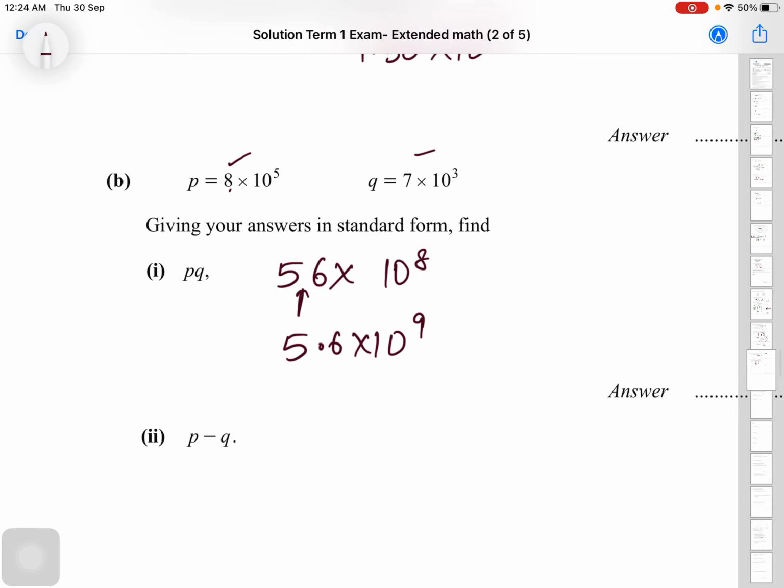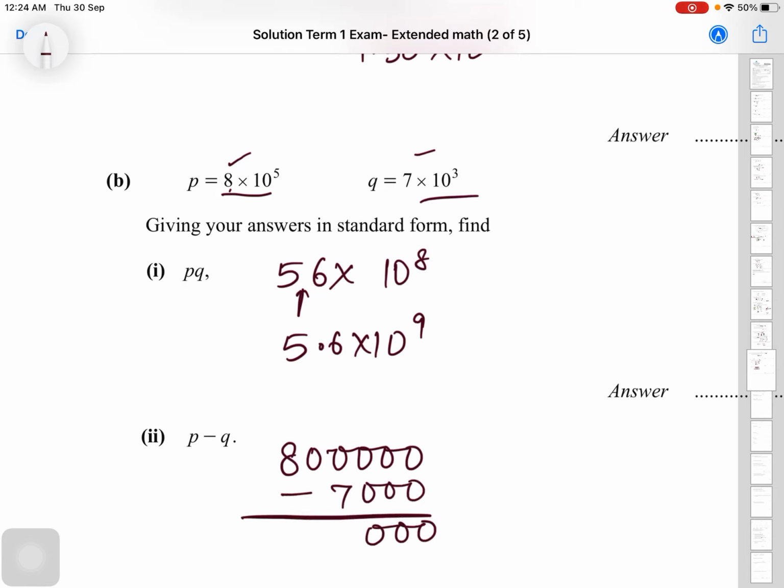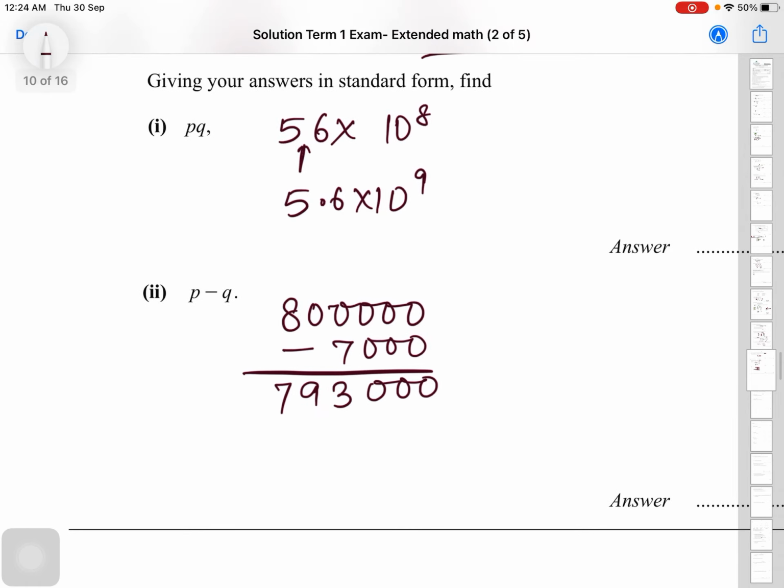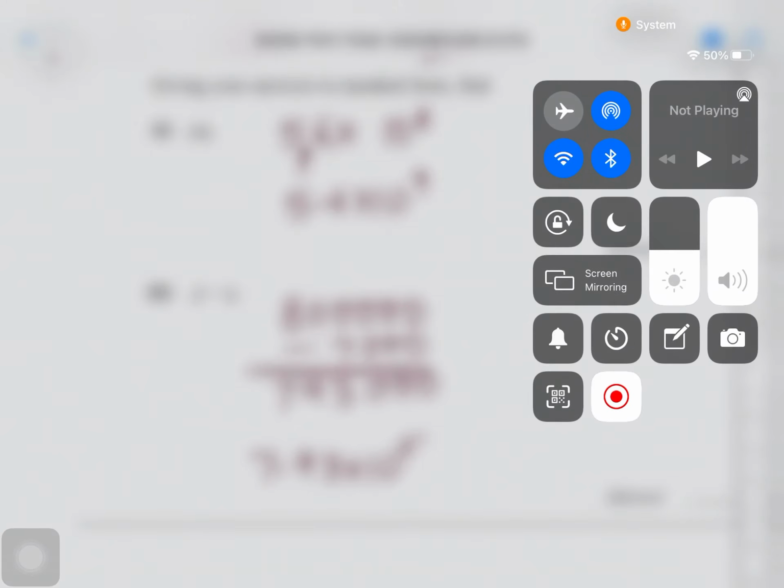And P minus Q. P is 8 into 10 to the power 5. You can write this as 8 followed by 5 zeros. And 7 followed by 3 zeros, that's 7,000. Subtract. Triple zeros will come as it is. This will be 3, this will be 9 and 7. So your number is 7.93 into 10 raised to the power of 5. So question number 14 onwards, we will see in the next video.